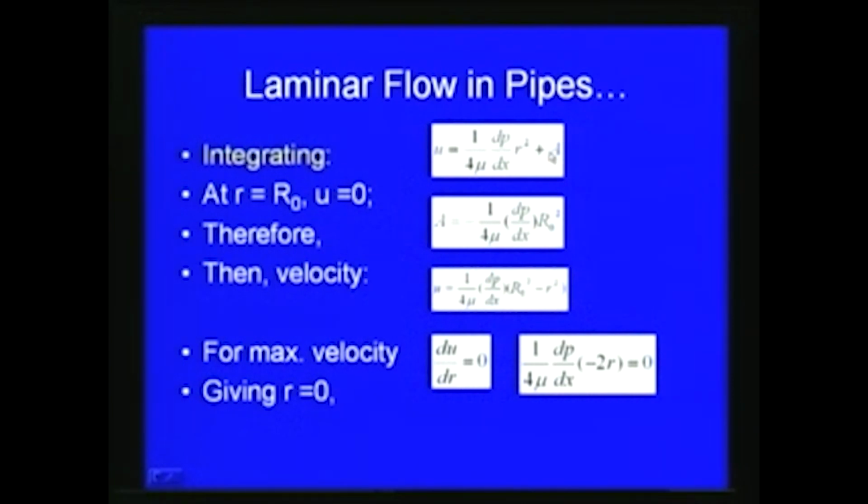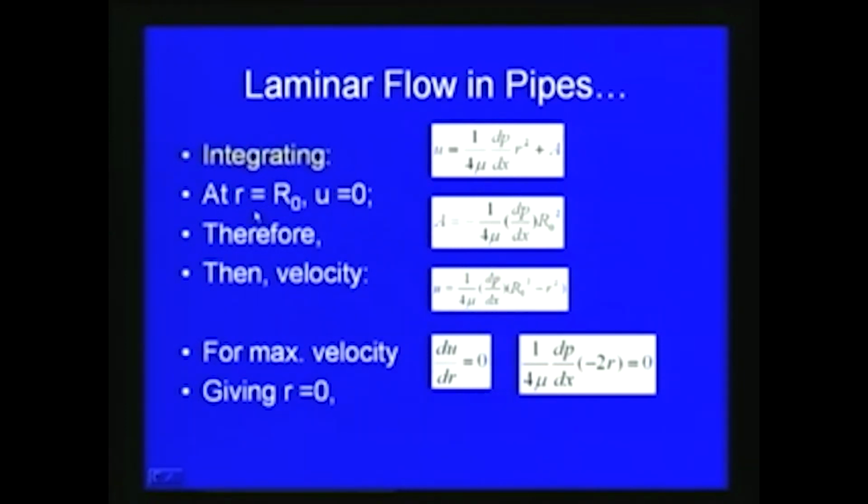So, as in the previous case, again we can integrate to get an expression for the velocity, and then the constant of integration can be obtained by utilizing the boundary conditions. Here, on integration we get u is equal to 1 by 4 mu dP by dx r square plus a. There is only one unknown, so one boundary condition, at r is equal to r 0.